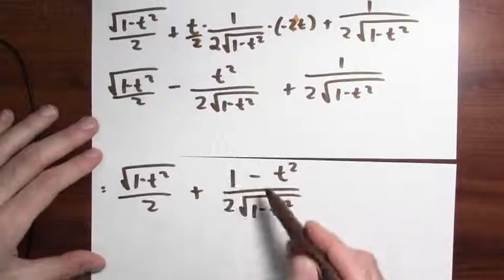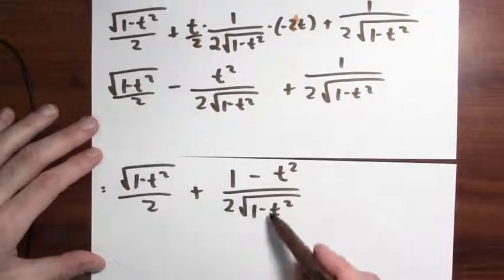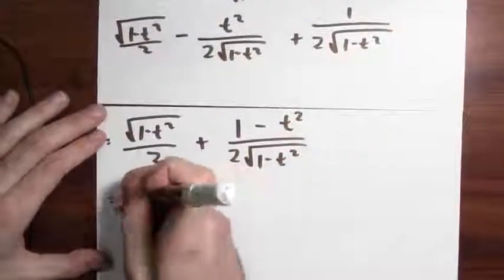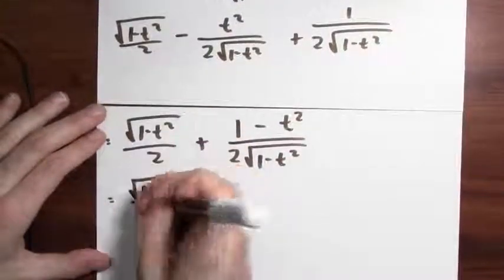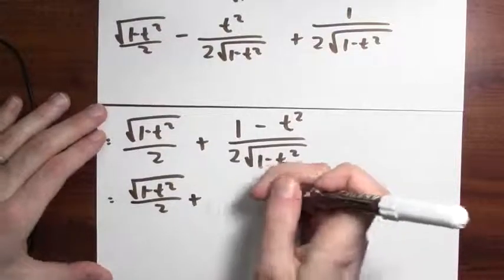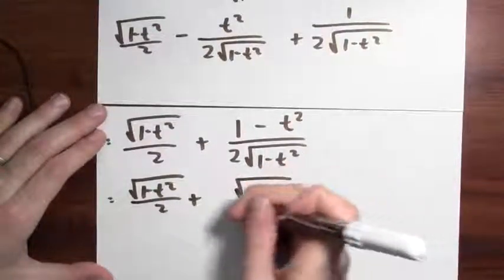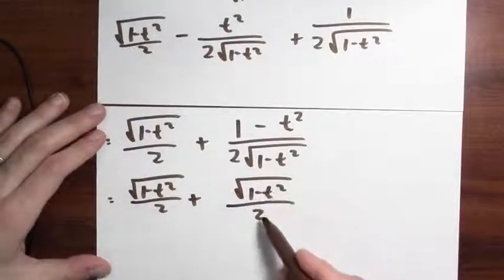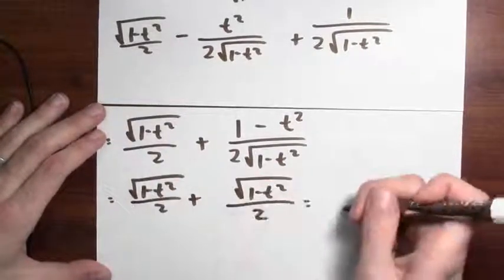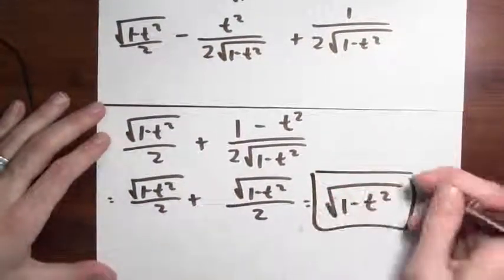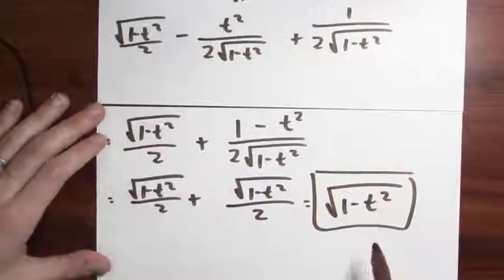Now I've got something divided by the square root of the same thing, so I could replace this with, well, the first term, 1 minus t squared over 2 plus, this is something over the square root of the same thing, so the square root of 1 minus t squared over 2. Now I've got something over 2 plus something over 2. That's just the square root of 1 minus t squared. And indeed, we have made it to our goal.